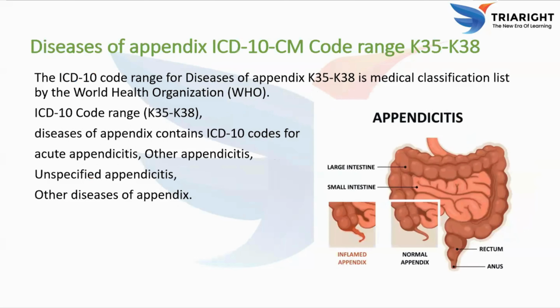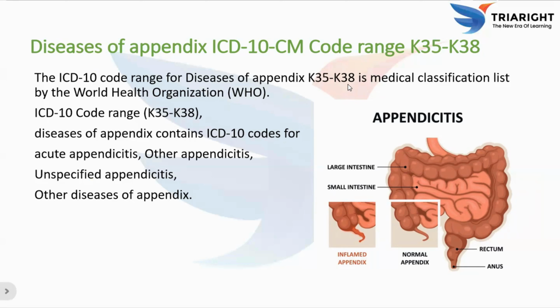And next, coming to the next slide, this section of ICD-10-CM covers diseases that affect the appendix. So what is the appendix? It is a small finger-shaped pouch attached to the beginning of the large intestine, nothing but the cecum. Though its function is not fully understood, it can become inflamed or infected, leading to appendicitis and other conditions. So what is the code range for diseases of the appendix?